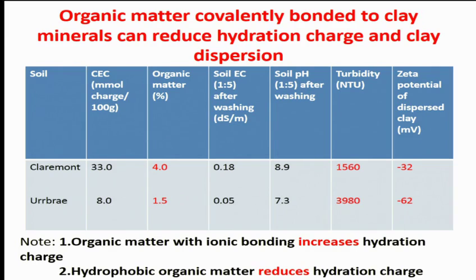The charge reduction is also realized by the zeta potential of the dispersed clay. You can see the negative charge, minus 32 means negative charge. Claremont soil with the high cation exchange capacity has a lower zeta potential compared to the kaolinitic and illitic soils of Adbray.